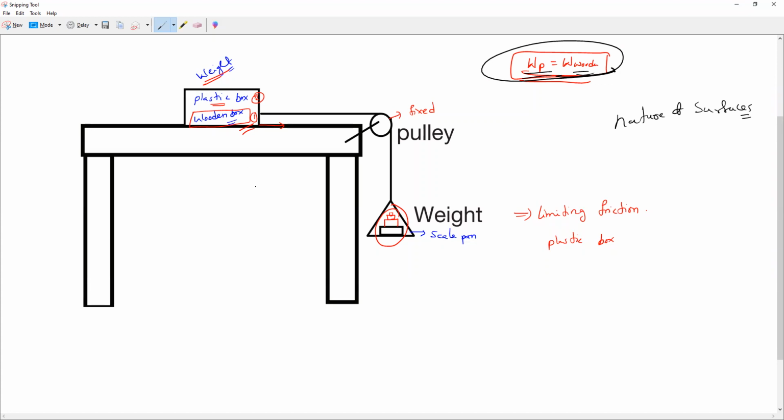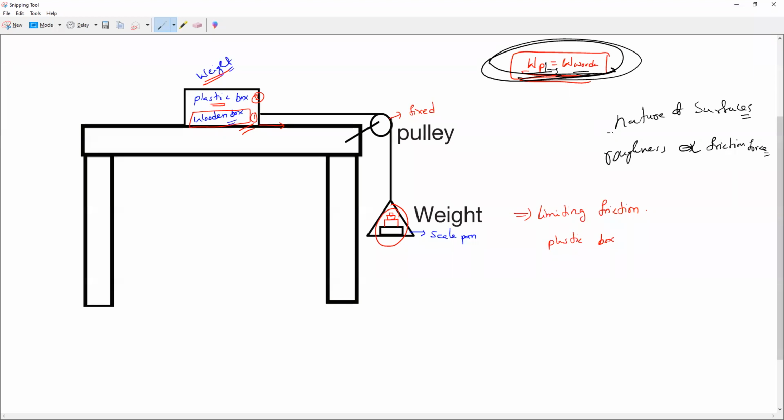Wooden block. Wooden box. If the surface is rougher, does the frictional force increase or decrease? Roughness increases, so the frictional force increases. Both are directly proportional to each other. Of course, their weight is equal. The weight of the plastic is equal to the weight of the wooden.